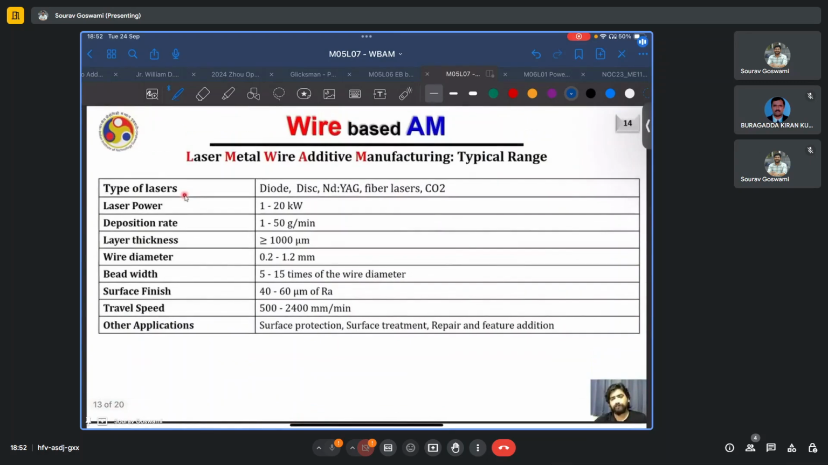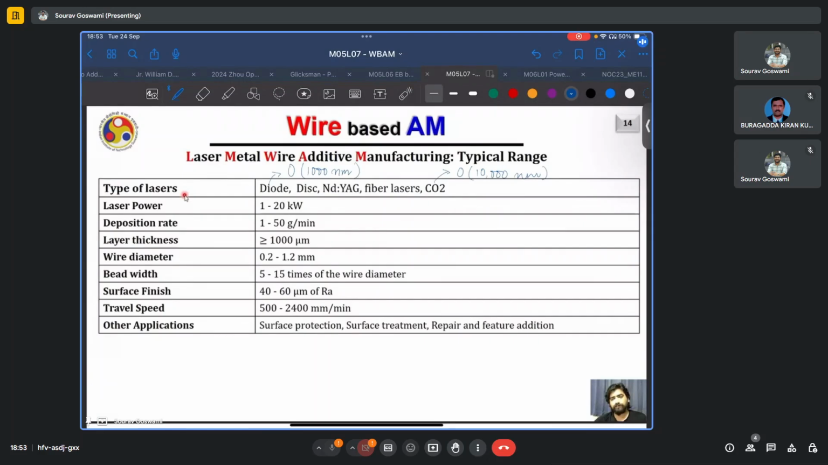And here are the typical ranges of these parameters. Typically, the type of lasers which are put to use are diode, disc, Nd:YAG, and fiber lasers. CO2 lasers are not used so much, typically because of their wavelength, which is of the order of 10,000 nanometer. These do not interact with metals very well. However, they may be useful for ceramics. Diode lasers, the order of the wavelength is mostly say 1000 nanometer. So anywhere from 970, 980 to 1070, 1080 nanometers.